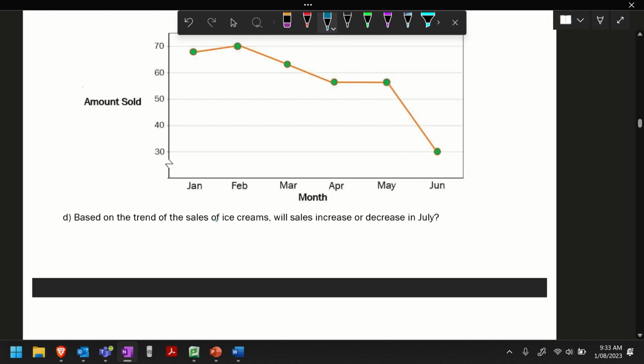So what you'd write here, most likely, decrease. Okay, and you can write that as it is a downward trend.